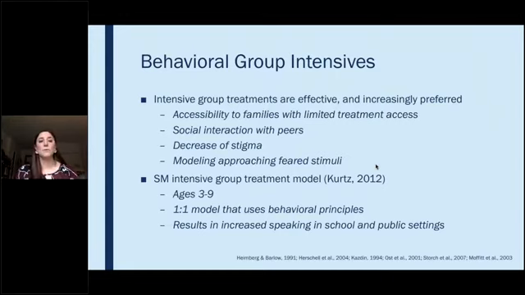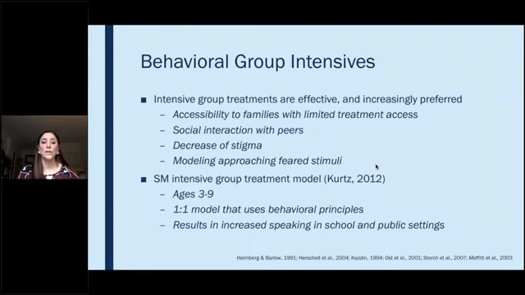All right, so behavioral group intensives have been shown to be effective and are actually increasingly preferred for a number of reasons. First, it allows accessibility to families with limited treatment access who are able to travel to a specialist or someone who has expertise in the area in which they are struggling, and receive a high concentrated dose of treatment over a short period of time. It also allows for social interaction with peers, which in diagnoses like social phobia and selective mutism is obviously very helpful practice. It also helps to decrease the stigma around these diagnoses.